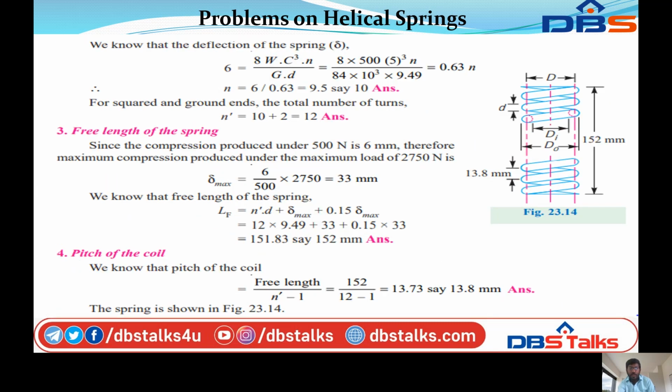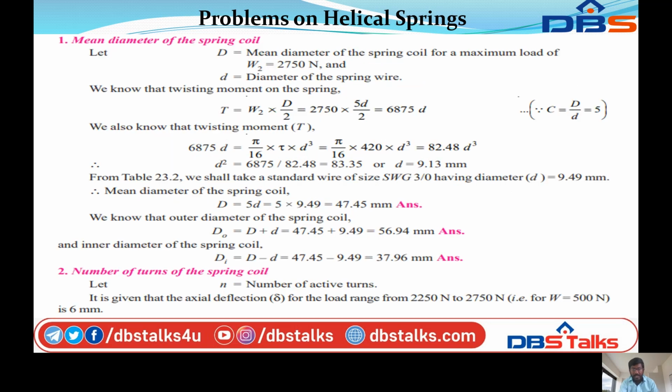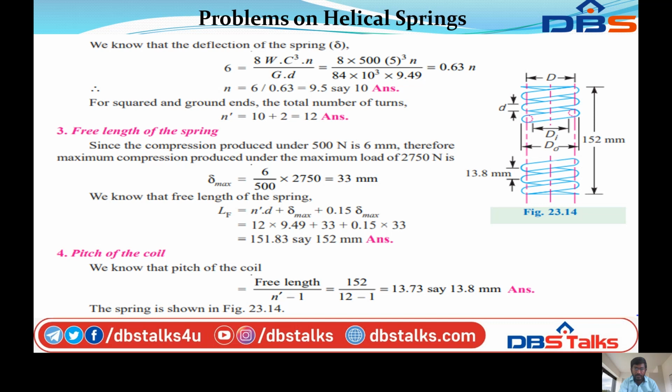Fully dimensioned sketch. The total length LF is equal to 152. Pitch of the spring is 13.8. Small d is equal to 9.93. Capital D, the mean diameter, is 47.45. D naught, the outer diameter, is 56.94 and Di, the inner diameter, is 37.96. This will be shown in the figure.